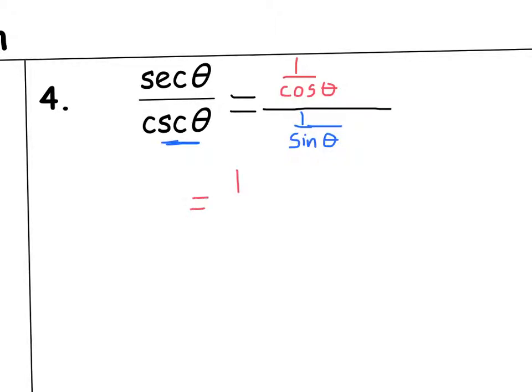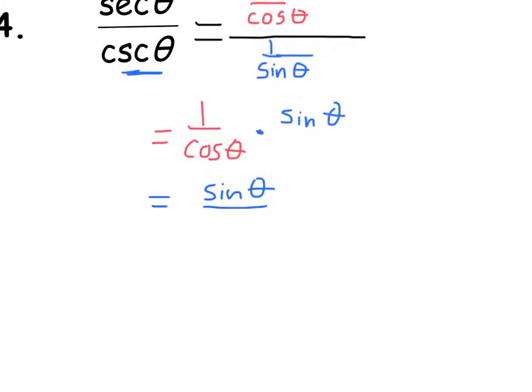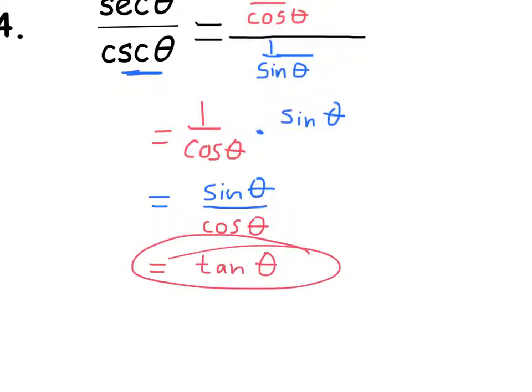But of course, we can rewrite this and take the reciprocal of my denominator. We don't even need to write the over 1. Now when we combine these, sine of theta is your numerator, cosine of theta is your denominator, and that by definition is my tangent function. Hashtag, that was very satisfying.